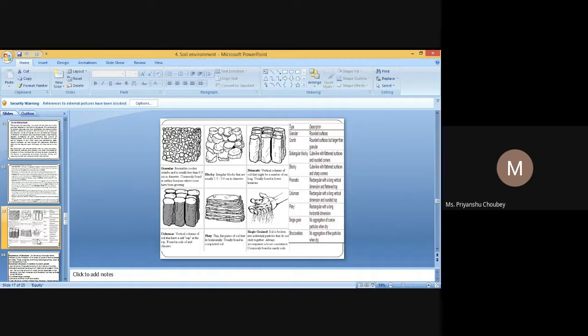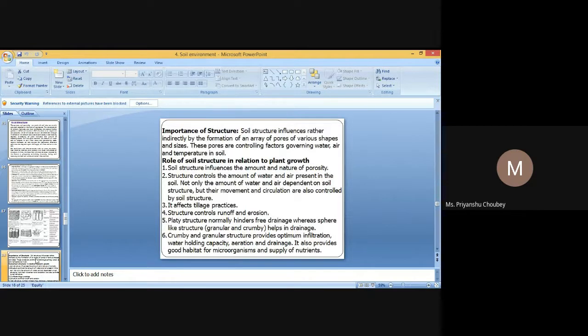So here is the soil structure, the different types of soil structures, described here with pictures. Importance of structure: soil structure influences, rather indirectly, the formation of pores of various shapes and sizes. This porosity is a controlling factor governing water, air, and temperature in a soil.